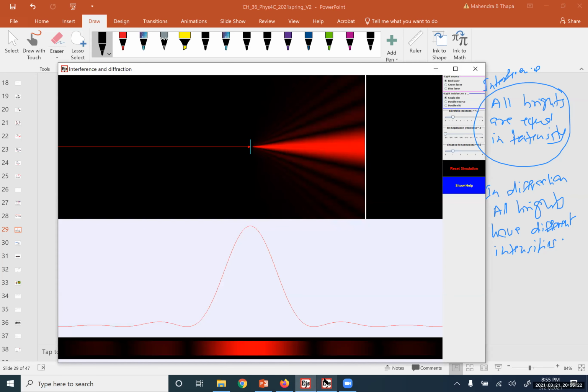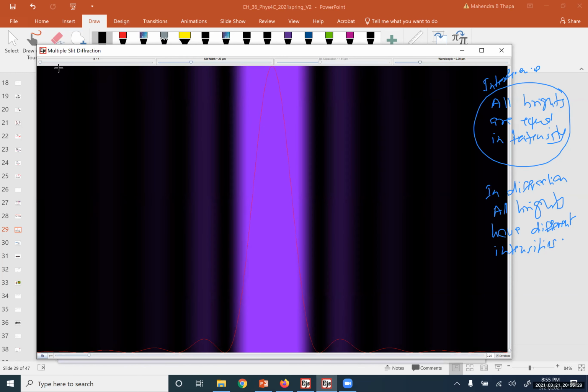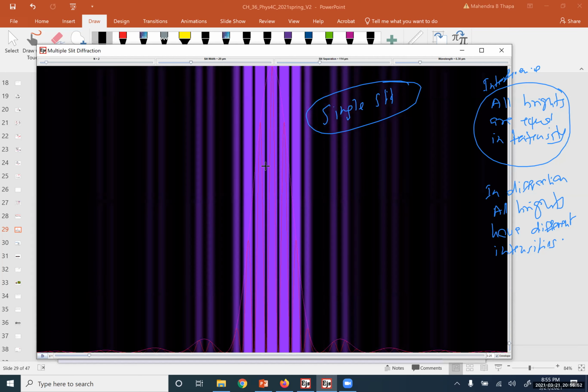Okay. We can play with some simulation over here. So this is the case for just one slit, a single slit. This is the center one, right? If I change the number of slits to a different one, say I change n equals 2, you will see the pattern is different.